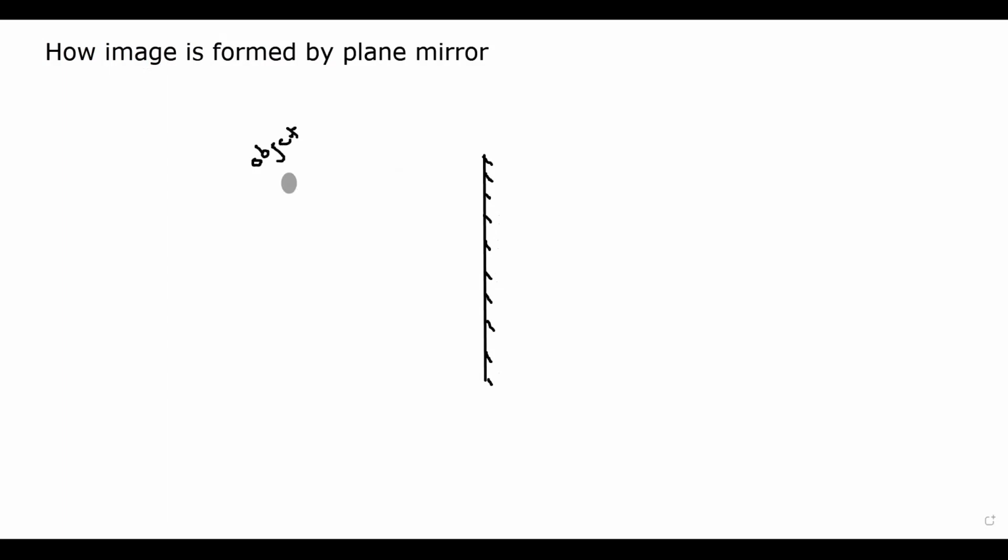So how is the image formed by the plane mirror? Whenever we explain the formation of the image, we use light rays. There is a light ray which is coming out from the object and hits the mirror, and when it hits the mirror, it will undergo reflection.